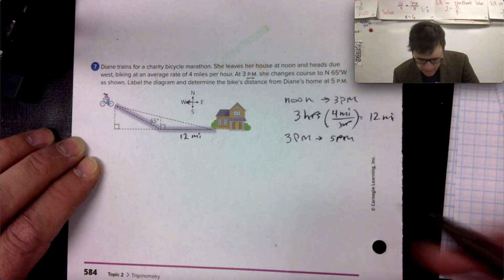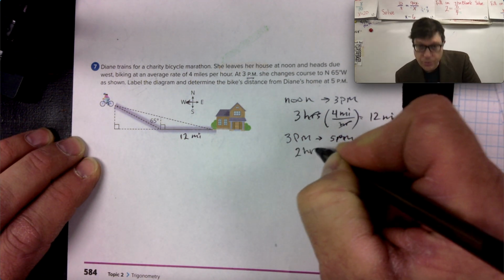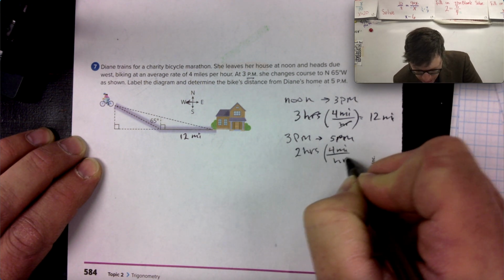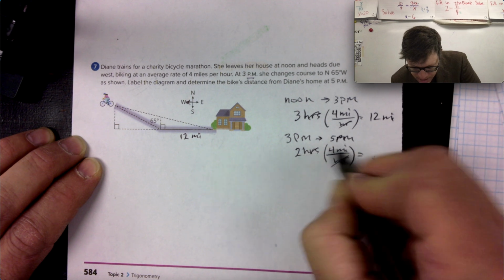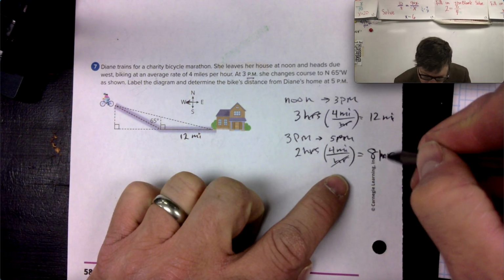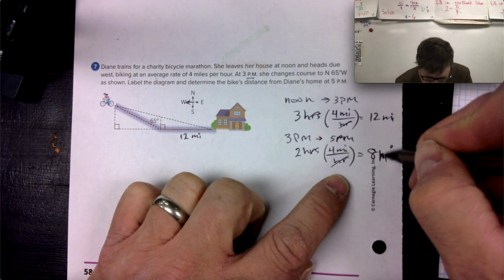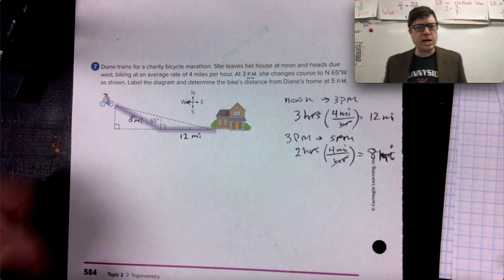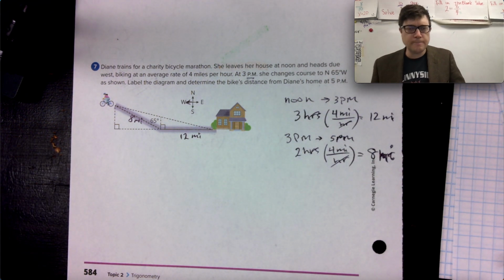So she's going 8 miles. 2 hours, 3 to 5 is 2 hours, times 4 miles per hour. Hours cancel out, which means 4 times 2 is 8. And the units of measurement, oh my gosh, sorry, is miles. So this section right here is 8 miles. She's got 12 miles there and 8 miles there.